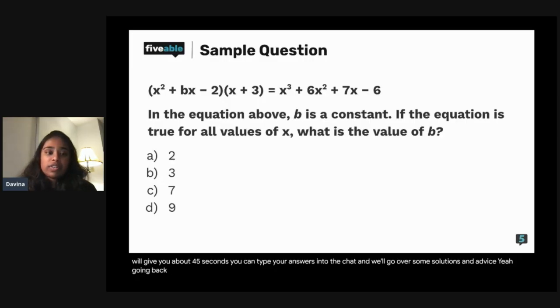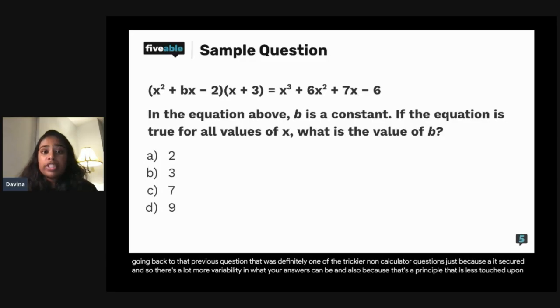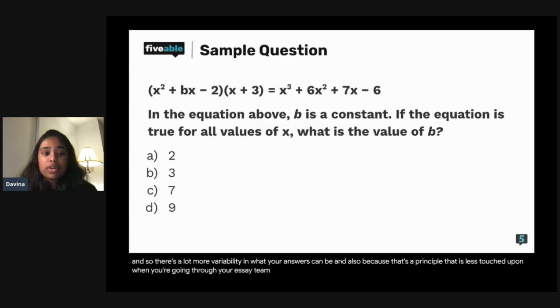Yeah, going back to that previous question, that was definitely one of the trickier non-calculator questions, just because A, it's a grid-in, and so there's a lot more variability in what your answers can be, and also because that's a principle that is less touched upon when you're going through your SAT math review. So if you want to check out the slides and go through the explanation, let us know if you have any questions in the chat, or if you'd like us to explain it more, definitely feel free to go ahead.